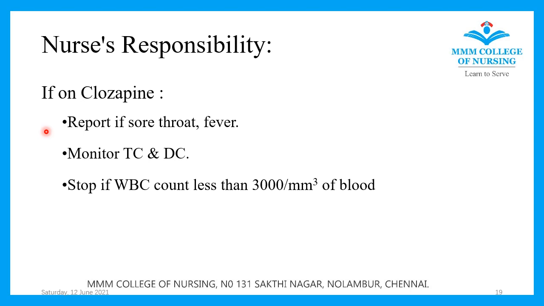If the patient is on clozapine, what must you do? You have to take care of the patient, because the patient is likely to get agranulocytosis, one of the side effects. So the patient has to be told to report if there is sore throat or fever, and as a nurse you have to monitor the blood counts, preferably every week, the WBC count has to be checked. If the WBC count is less than 3000 per cubic millimeter of blood, better stop and inform the psychiatrist. That is important.